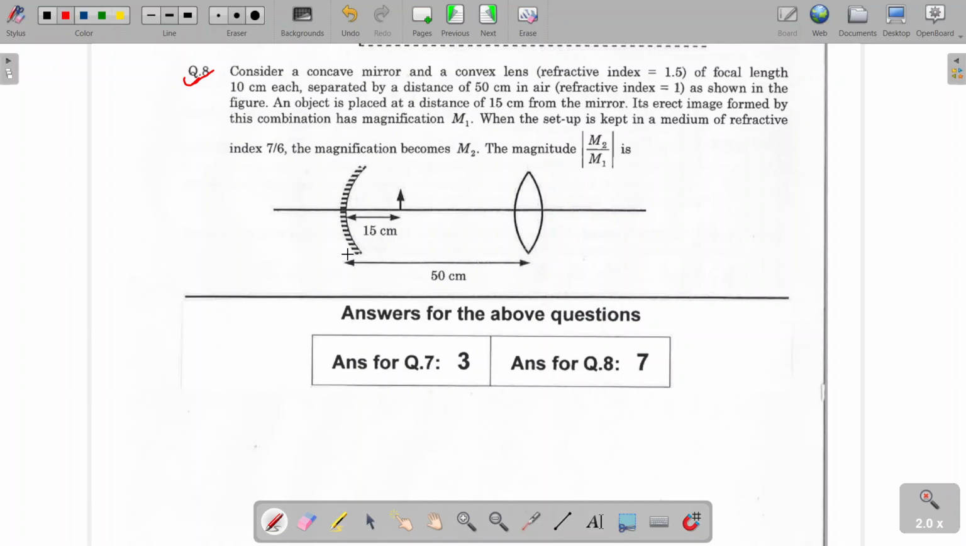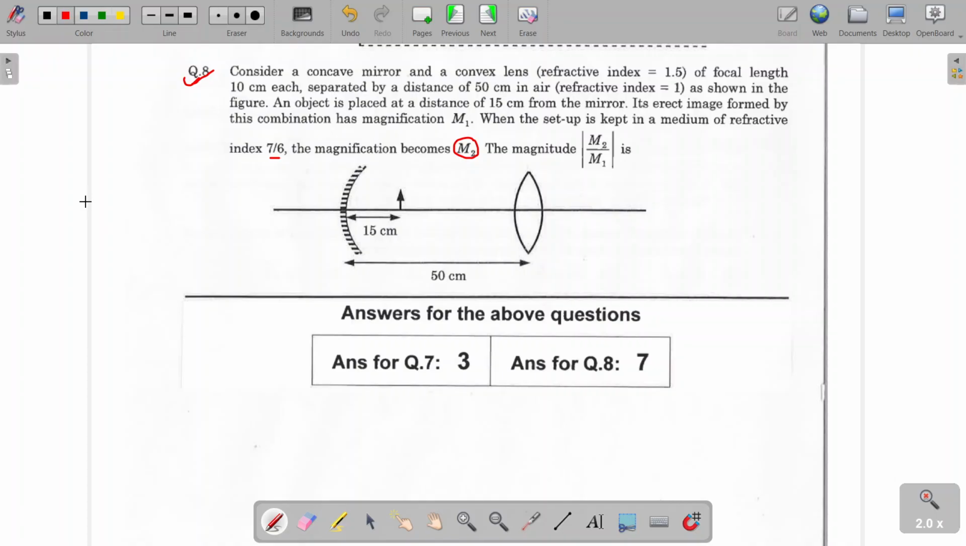So first you have to obtain an image from this particular system when they are present in air, and then the whole system is immersed in a fluid of refractive index 7 by 6 or some kind of medium. Then the magnification changes to M2 after reflection from the mirror and refraction from the lens. So what would be the ratio M2 by M1 that we are supposed to find? So let us begin.